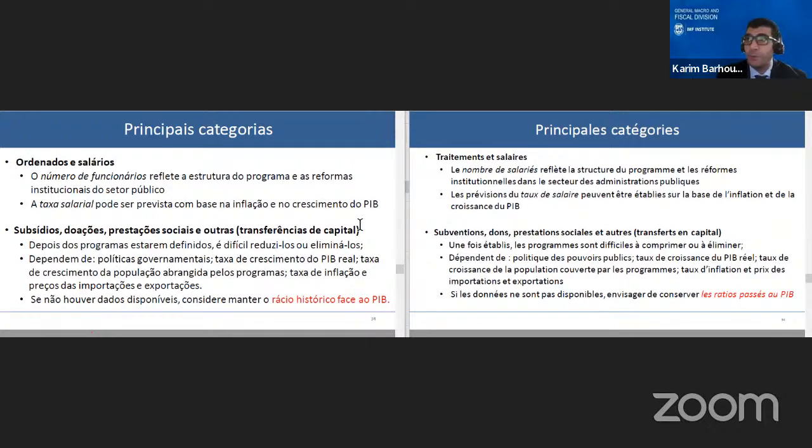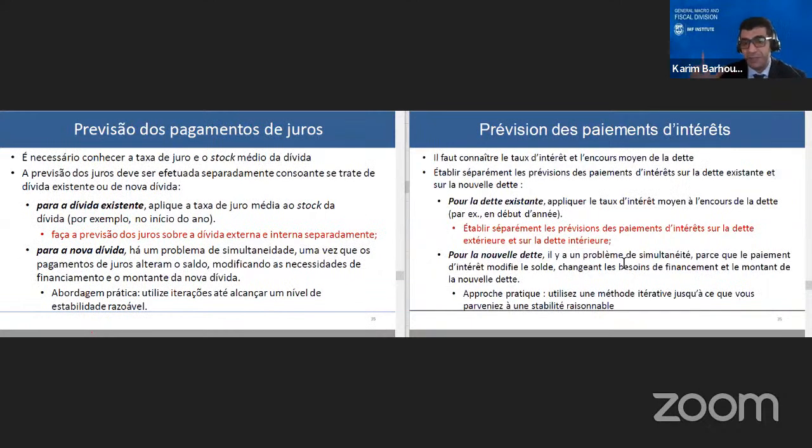Now, one of the categories we have been discussing here is non-interest expenditure. What about interest payment? To forecast interest payment, what do we need to know? We need to know the interest rate and the average stock of debt in each category. In most cases, the applicable interest rate is easy to find out, or you can make assumptions about market reaction and risk premia, depending on the development of the primary balance.